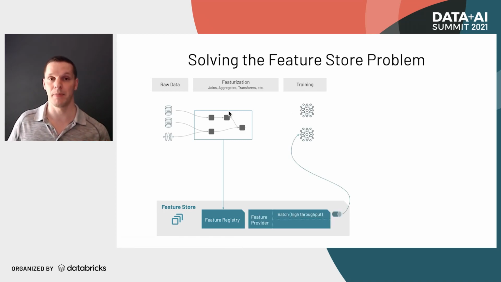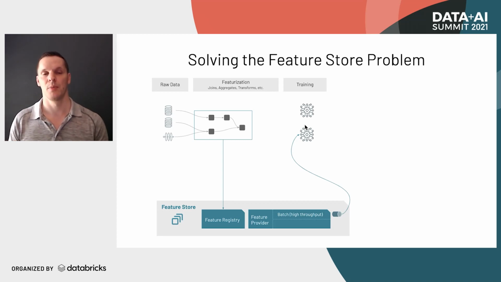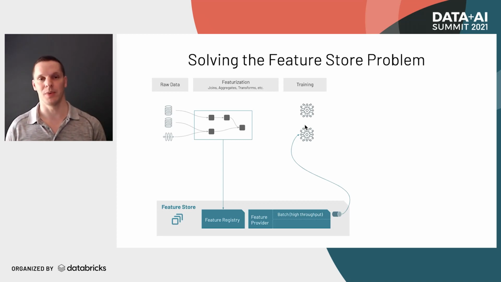Once you define your features and they're added to the feature registry, there's two different access patterns. The first one is batch for high throughput. So you can train your models directly on features from the feature store. And that is really important because once you train models directly from the feature store, we can actually retain that metadata within the model. And I'll discuss that in more detail on a later slide.